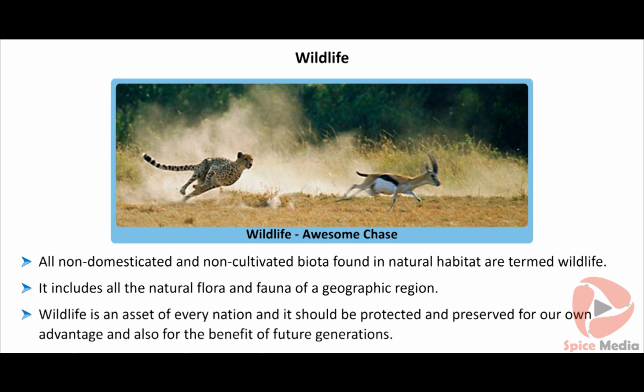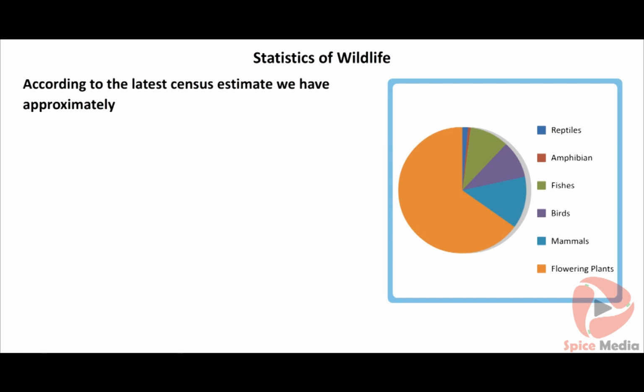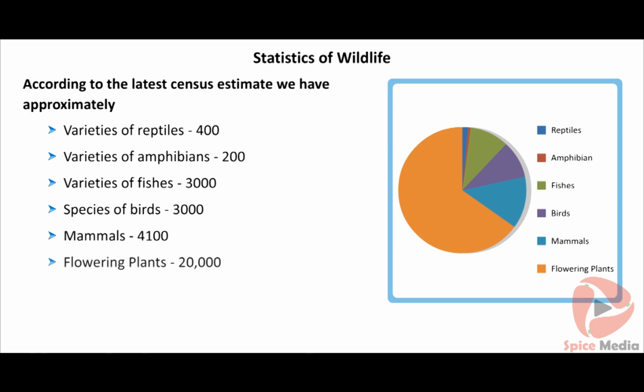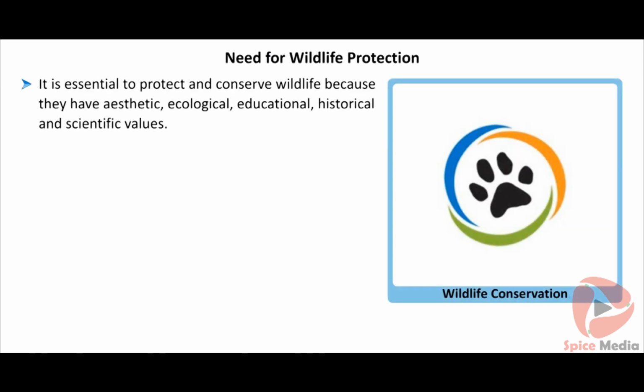Wildlife is an asset of every nation and it should be protected and preserved for our own advantage and also for the benefit of future generations. According to the recent survey, we are the proud owners of 400 varieties of reptiles, 200 varieties of amphibians, 3,000 varieties of fishes, 3,000 species of birds, 4,100 species of mammals, and 20,000 species of flowering plants.